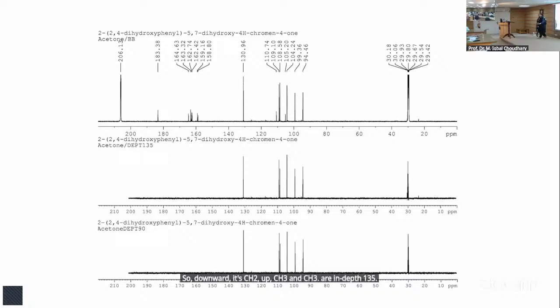In this molecule, we do not have any CH3 and CH2, right? And in DEPT 90, we have only CHs, only CH. No CH2, no CH3. And so if we compare these two, these are CH, the ones hanging downward are CH2, and what remains are CH3.